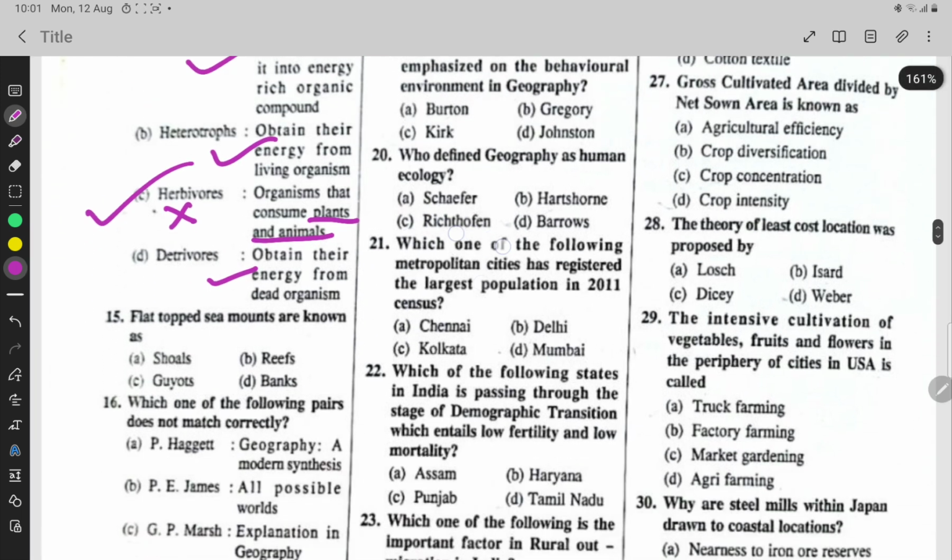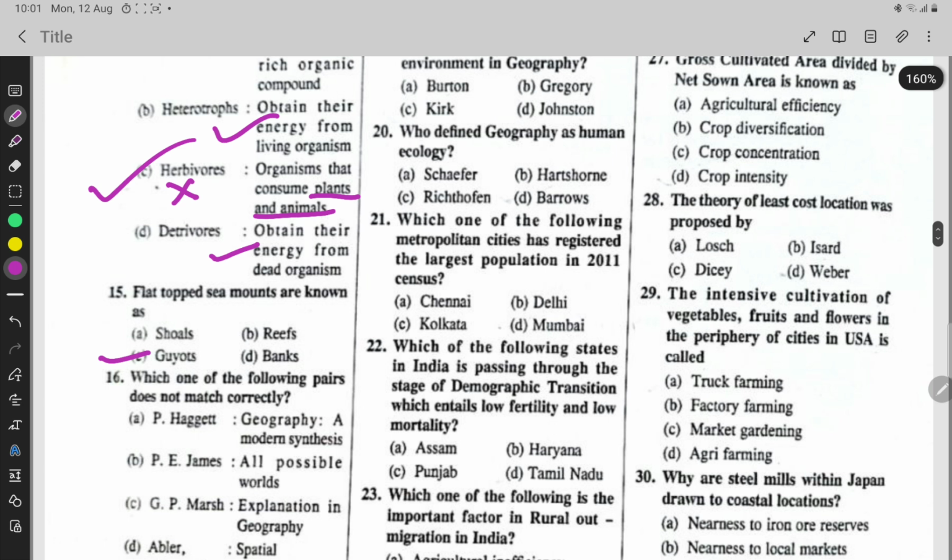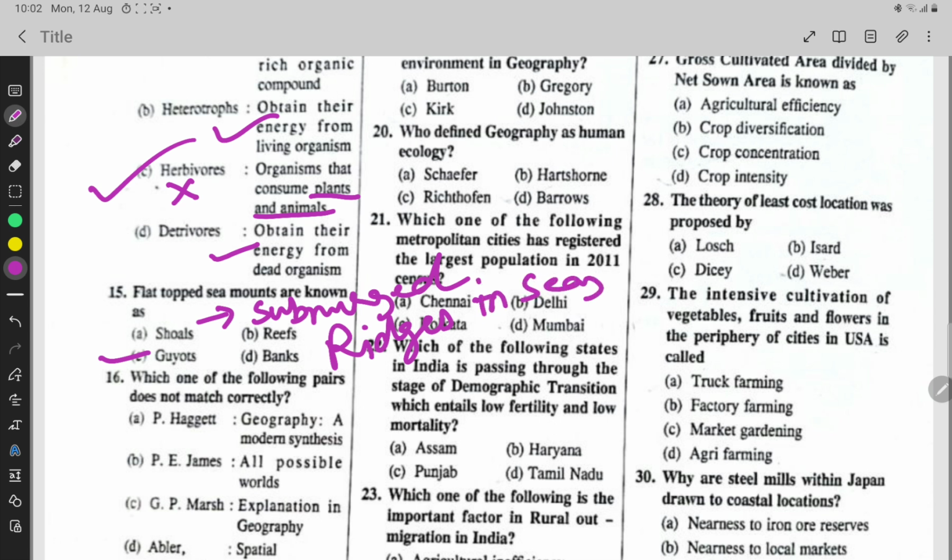Option C. Flat topped sea mounts are known as guyots. Shoals. What are shoals? Shoals are submerged ridges in seas or oceans.